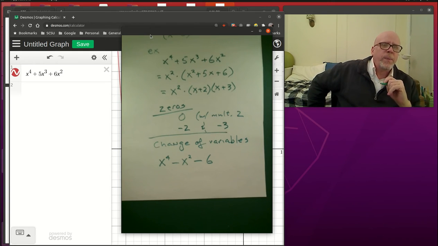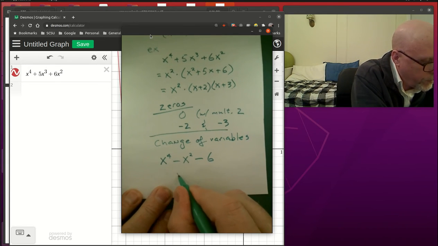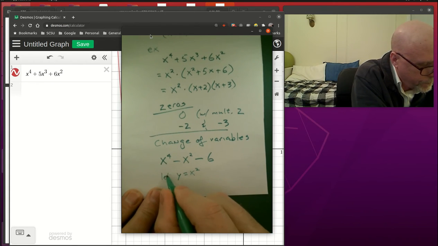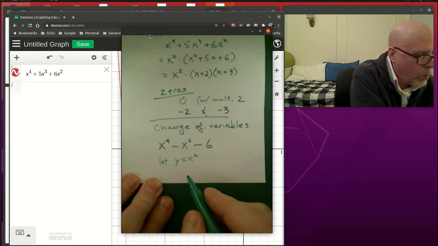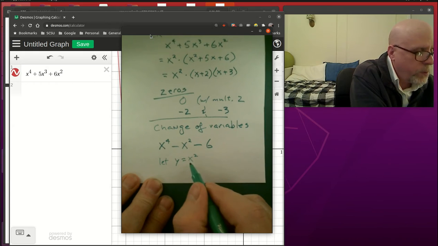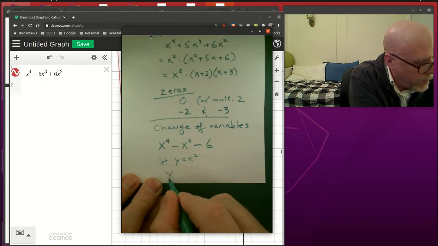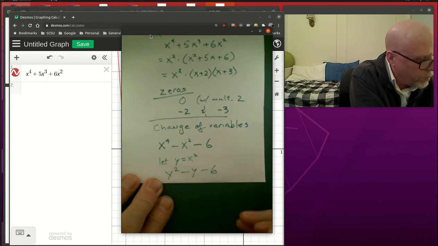But I don't want to do that because there's a more direct route, which is to notice that we've only got even powers. You can make a change of variables. I'm going to use y for the thing. Let y equal x squared. Now re-express this whole thing in terms of y. x to the fourth is x squared squared, so that's y squared. And then that's just y, and minus 6 is still minus 6.